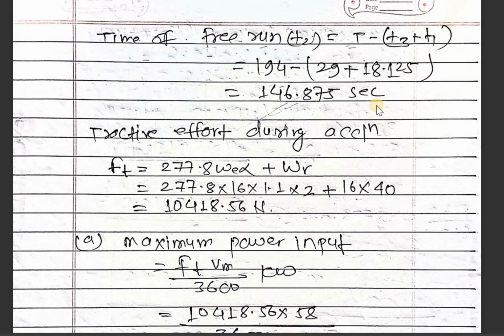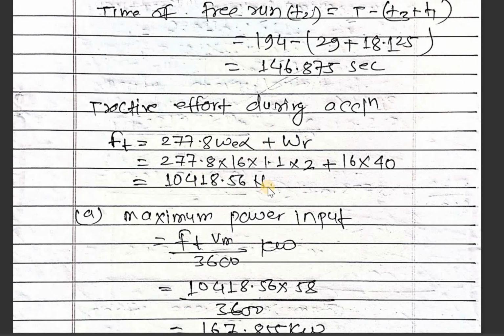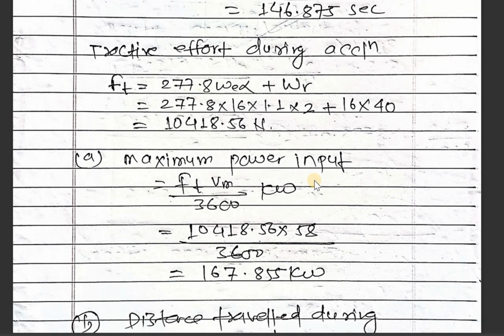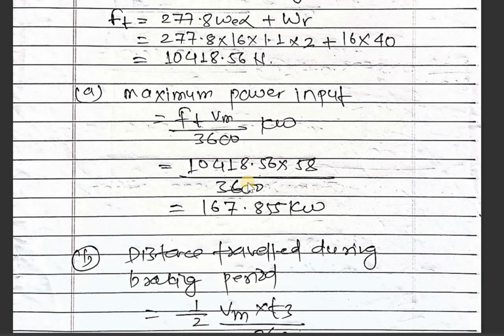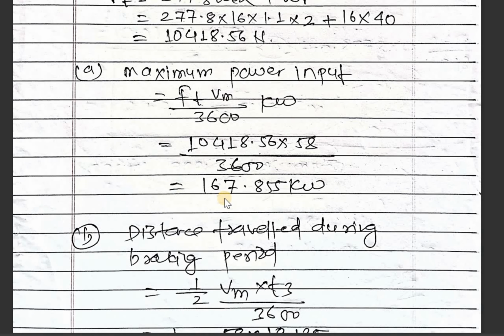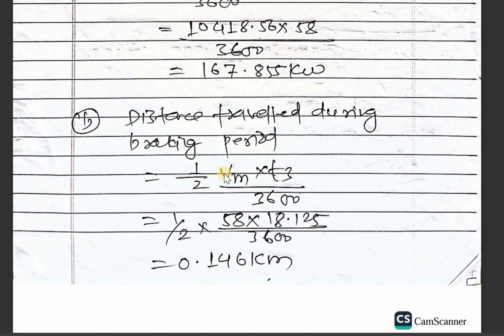And tractive effort during acceleration Ft equals 277.8 W alpha plus W r. So putting in all these values, we can get the tractive effort in Newton, and maximum power output equals Ft Vm upon 3600 kilowatt, that is Ft into 48 upon 3600, that is 167.5855 kilowatt.